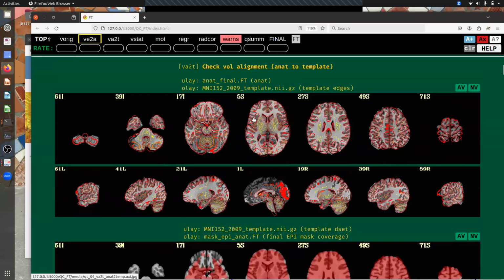Similarly, we align our anatomical to a template data set. So again, we'd look and see, does our anatomical, which is the underlay here, match up with the outlines of our template that we were trying to get to? Do the sulcal and gyral patterns match up? How do they look to you? They don't? Actually, I would say, yeah. I mean, you can tell that it's probably been aligned a little bit, but it could be better.